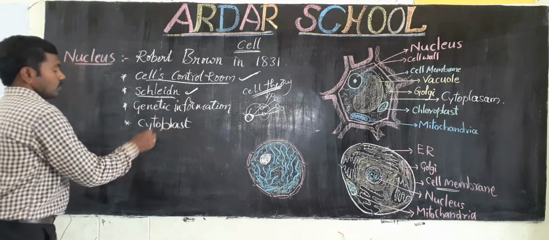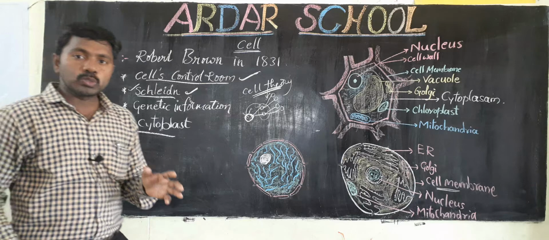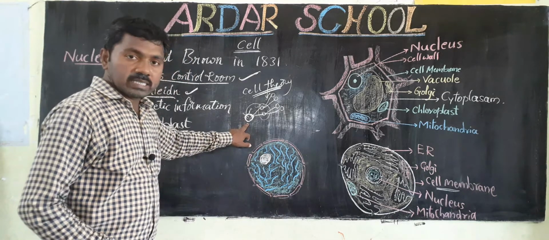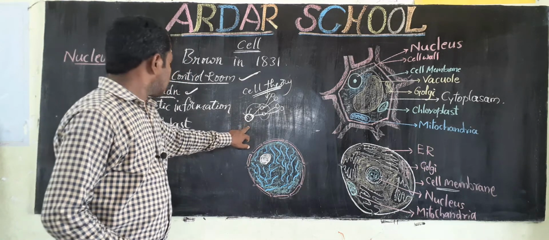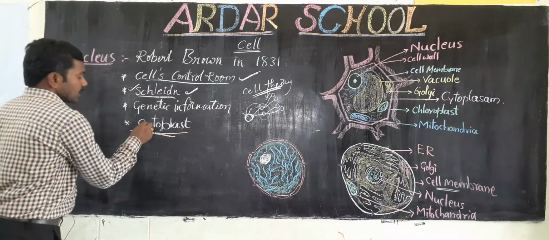Cytoblast. Who called this one? Schleiden. Why? Because every new cell arises from pre-existing cells. So that's why the nucleus is a cytoblast.